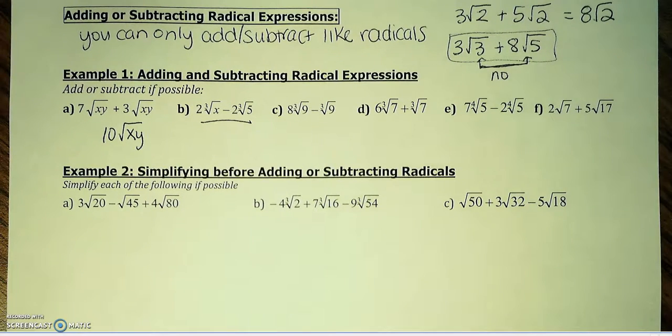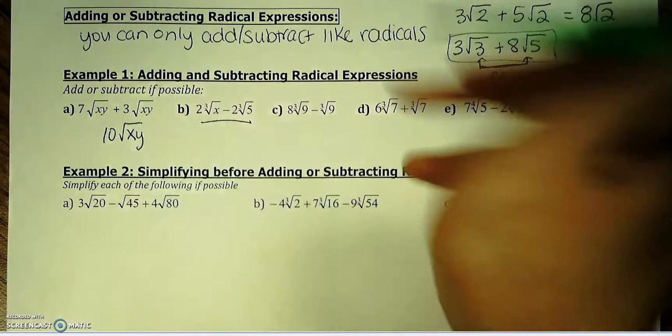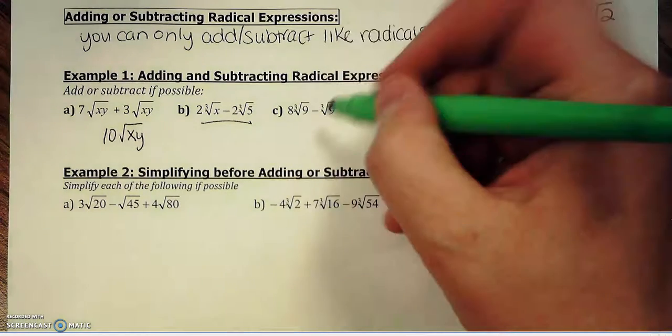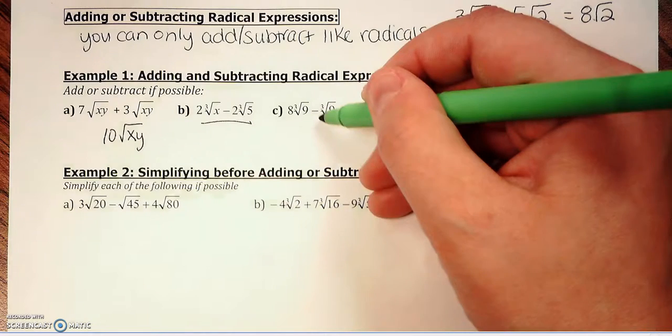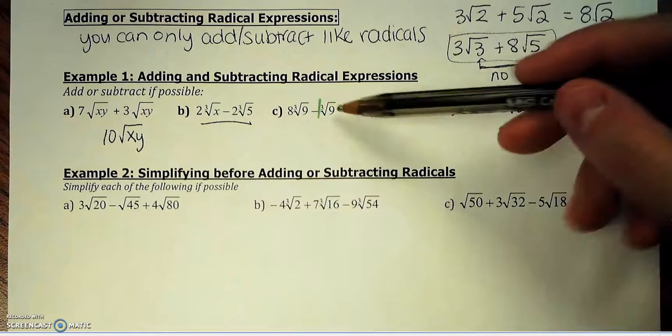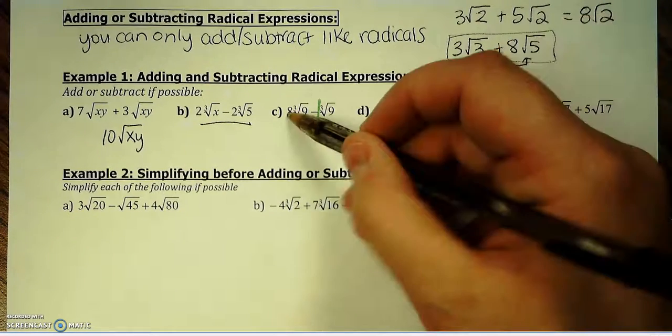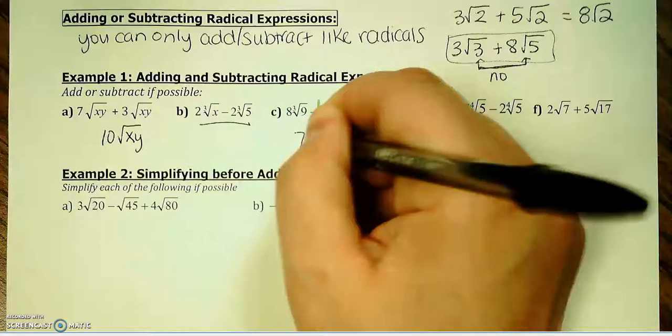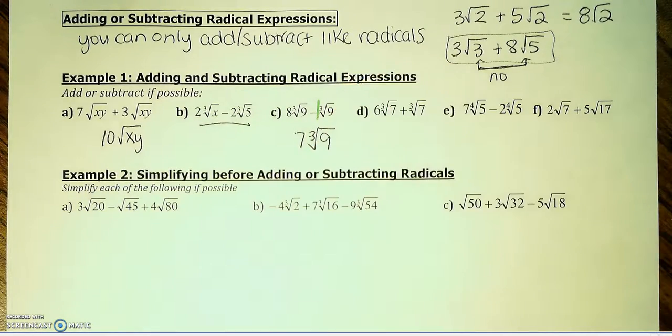Now, what I want you to think about in this next question is, if you just have a plain cube root of 9 being subtracted, think about that as having a little 1 in front of it. So I can actually subtract these. They have the exact same thing under the cube root. 8 minus 1 would be 7 cube roots of 9.